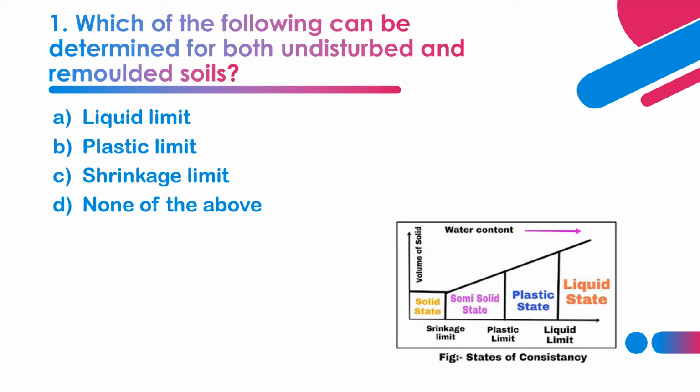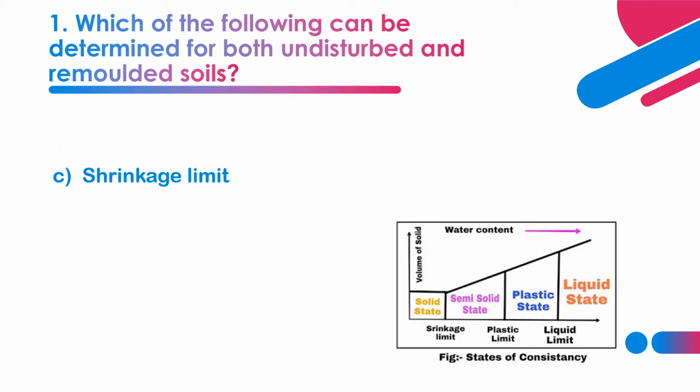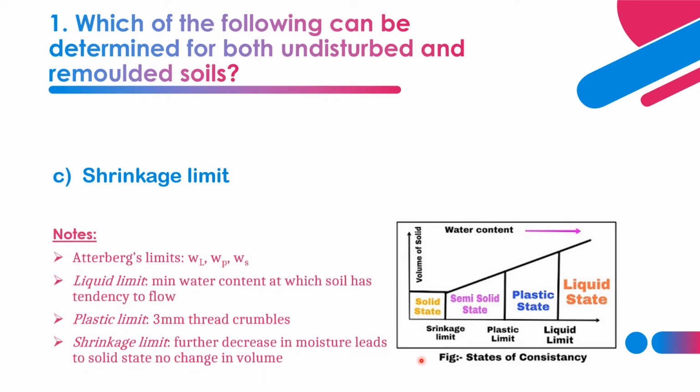So the correct answer is option C, shrinkage limit, because if you see in this diagram itself, you can get the answer. Within the shrinkage limit, the volume of soil is not affected, because with further decrease in water, or further drying of the soil, the volume of the soil is not affected. So which of the following can be determined for both undisturbed and remolded soils? It's nothing but the shrinkage limit. And let's see some other important points regarding Atterberg's limits.